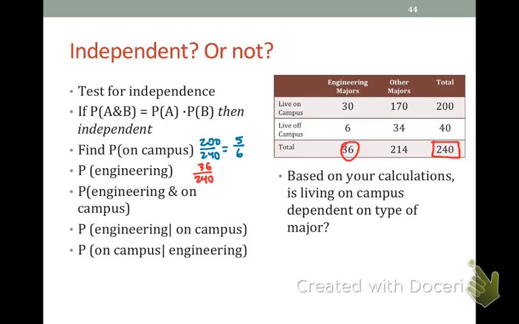Okay. Probability of engineering is going to be 36 divided by 240. Okay? All right, next is, what's the probability of being engineering and on campus? Probability of being engineering and on campus.